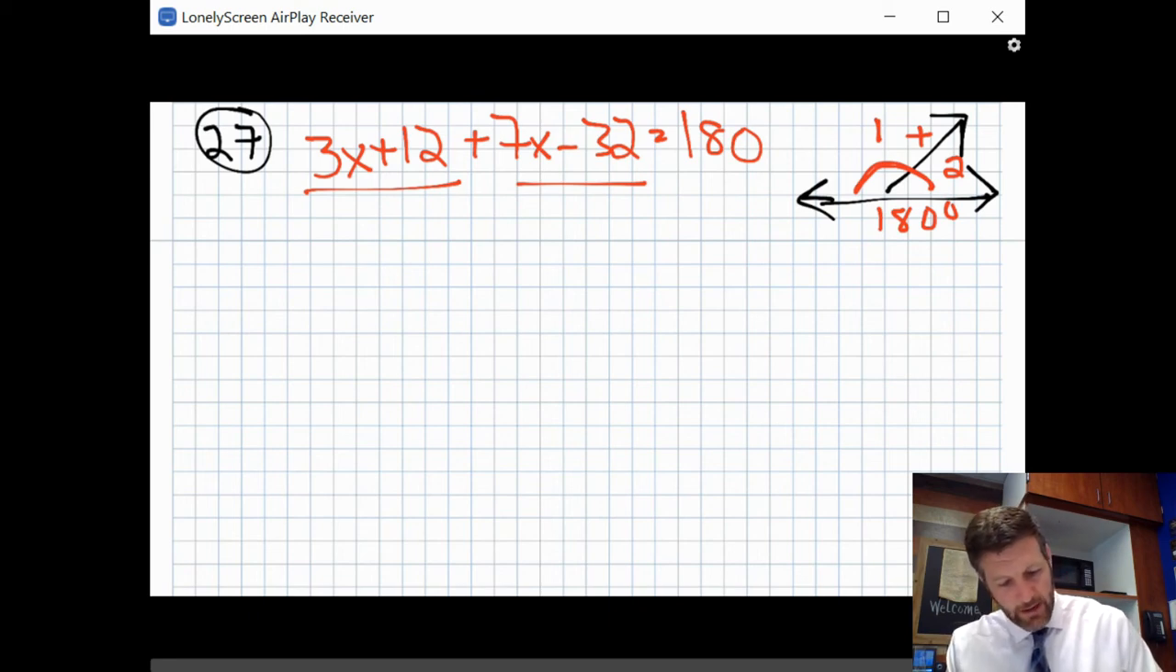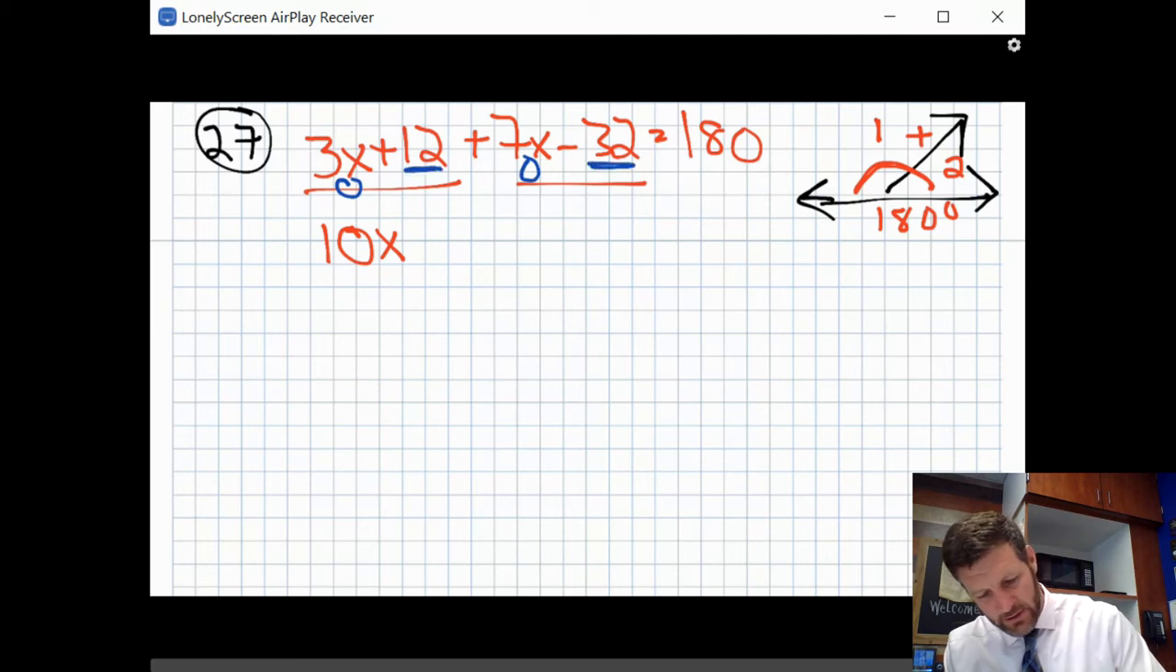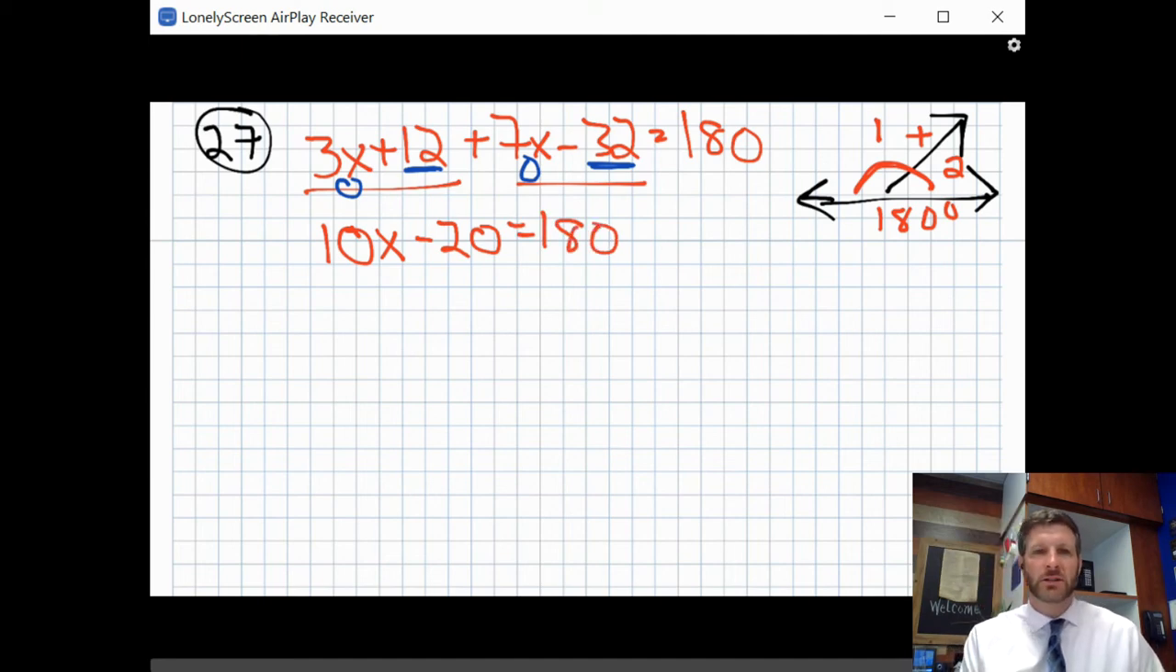Let's solve. We have like terms. How many x's do we have total? We have 10 x's, 3 plus 7x. And then we have our constants here and here. And so we have 12 minus 32. That's going to be for a total of negative 20. And they're still all equal to 180. Notice it's much easier to simplify the side, then you go into balancing and opposite operations.